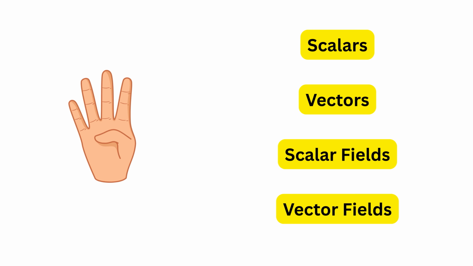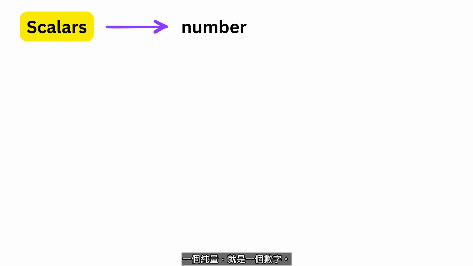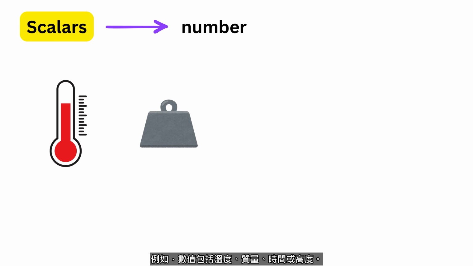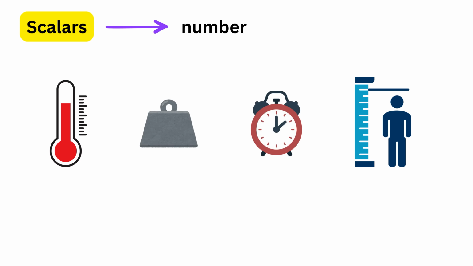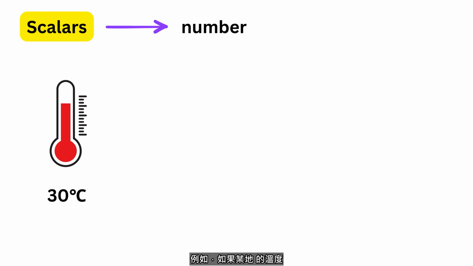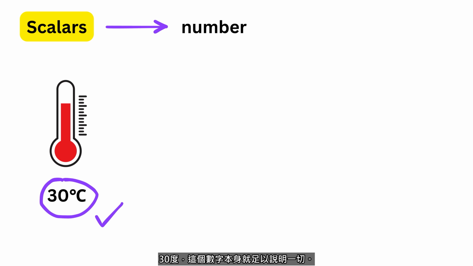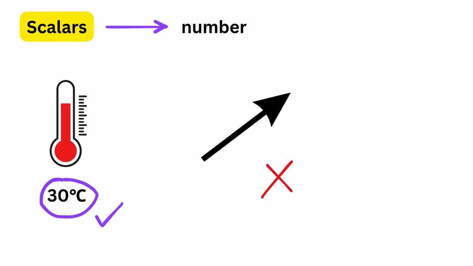fields, and vector fields. A scalar is simply a number. It has magnitude but no direction. Examples of scalars are temperature, mass, time, or height. For instance, if the temperature at a place is 30 degrees, that number alone fully describes it. There is no direction involved.